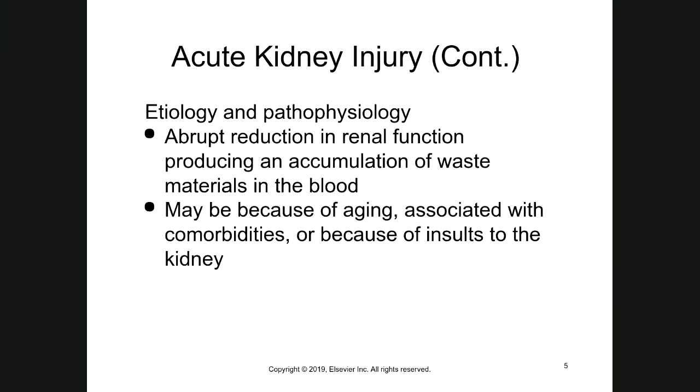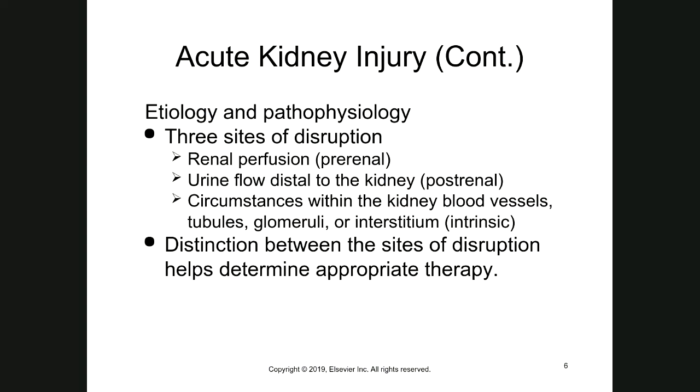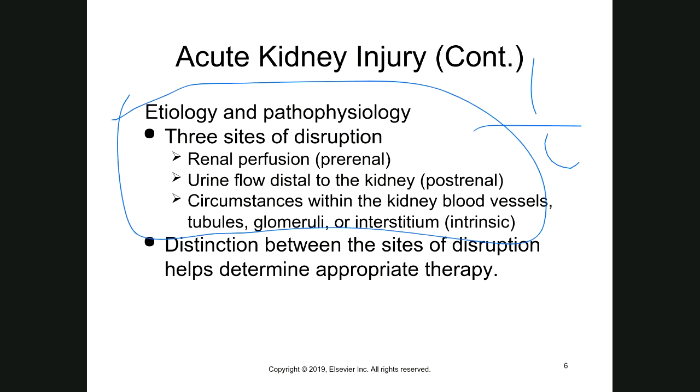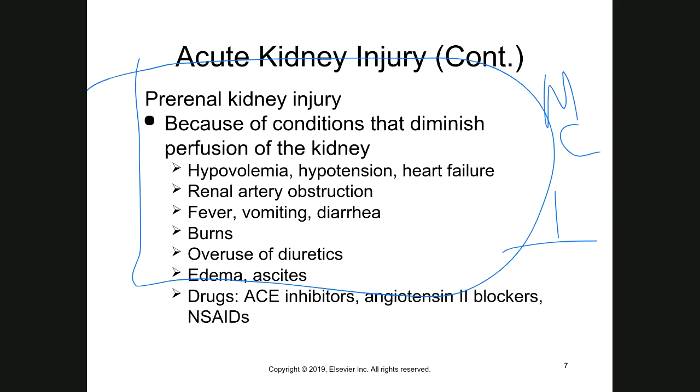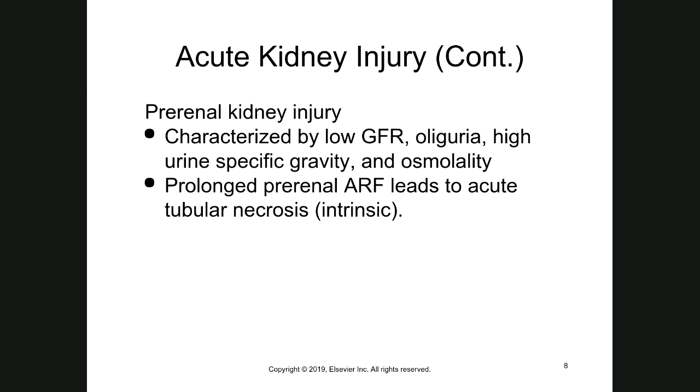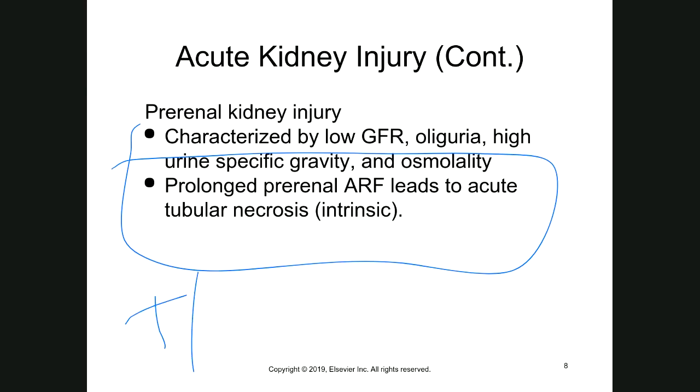The etiology and pathophysiology, I will not go with this one. The three sites of the disruption, careful with this one, especially the first bullet. 104 is multiple choice. This one also has a multiple choice, but this one is 104. That is the question that makes the things a little bit different between themselves. This one is a freebie. It's a true or false question. This one is 204.